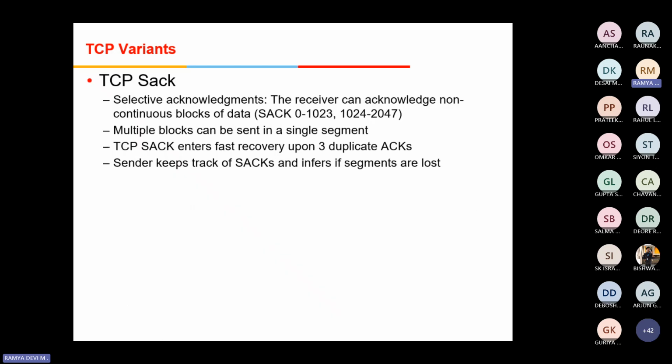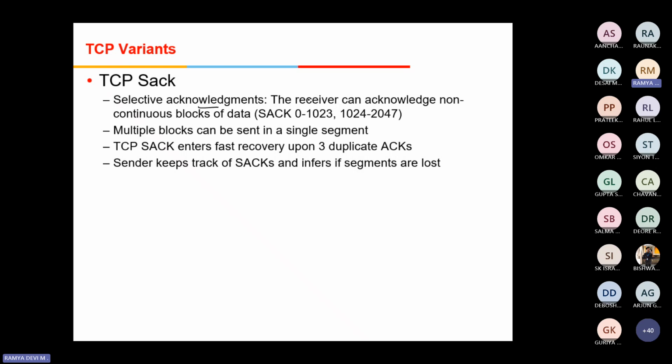Fine. The next one is TCP SACK. SACK is nothing but selective acknowledgements, selective acknowledgement and fast recovery. So it is an improvised version over TCP Reno and TCP Tahoe, which handles multiple packet losses in an efficient way.